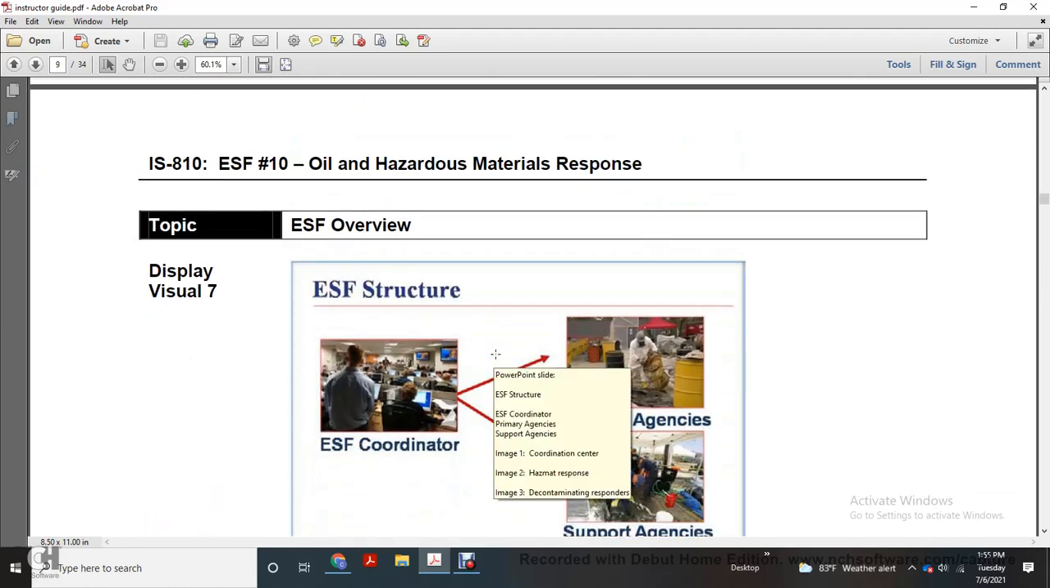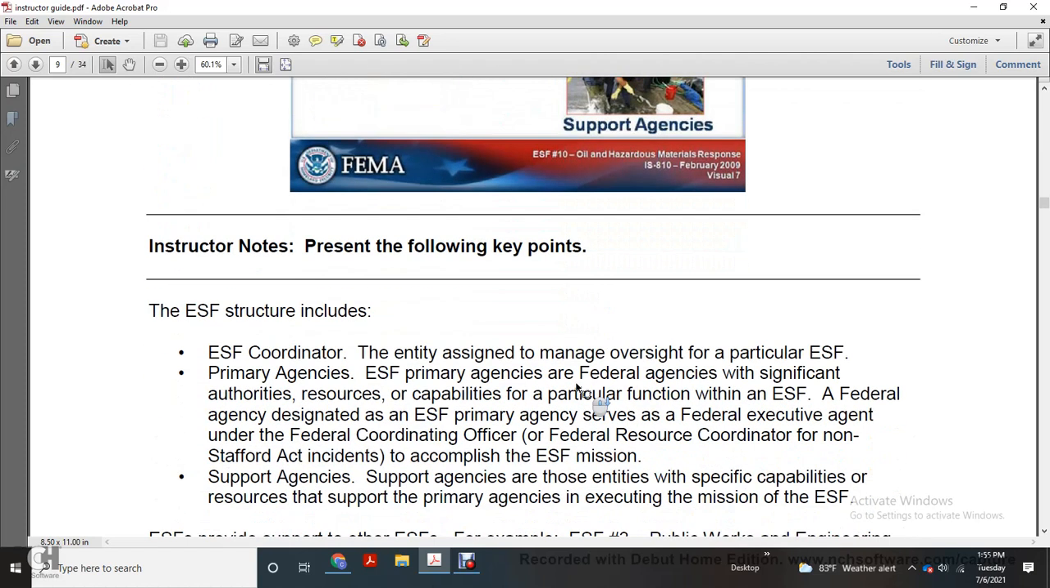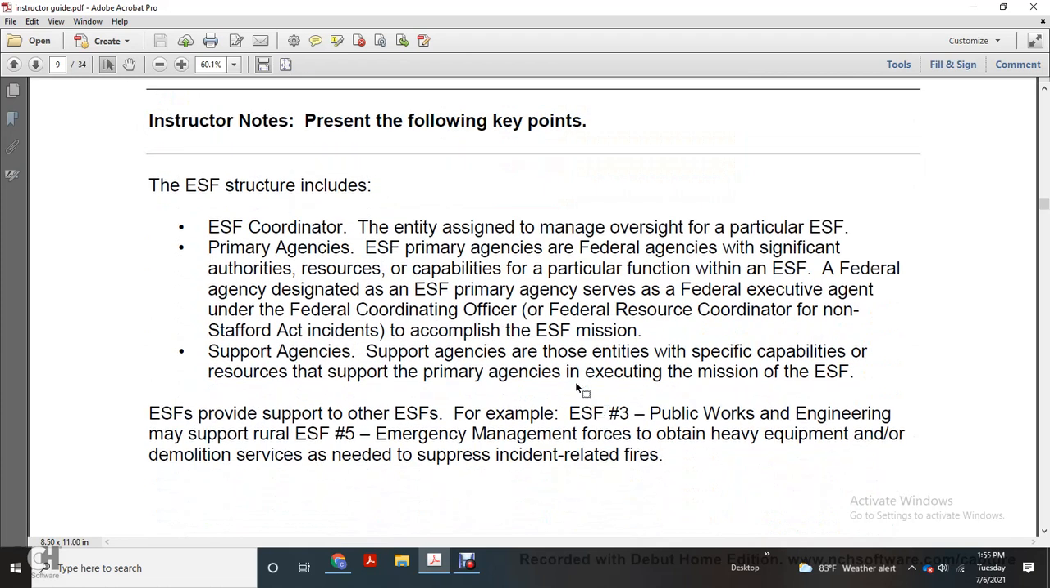Display number 7 shows the emergency support function coordinator, primary agencies, and support agencies. The instructor's note presents the following key points. The emergency support function coordinator is an entity assigned with the management and oversight of a particular emergency support function.